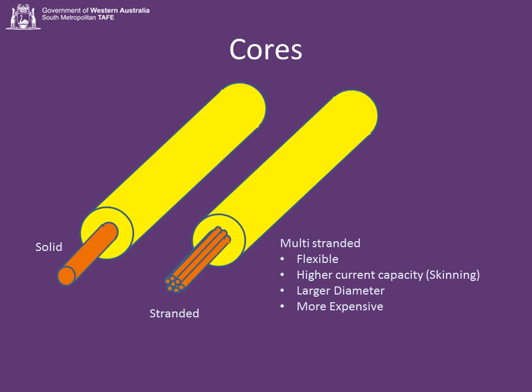In addition to that, electrons like to travel on the surface of the core. So a solid core will carry a lot less current than many multi-cores, because multi-cores have got a lot more surfaces. So the more cores, the more current, basically, with the same amount of copper.